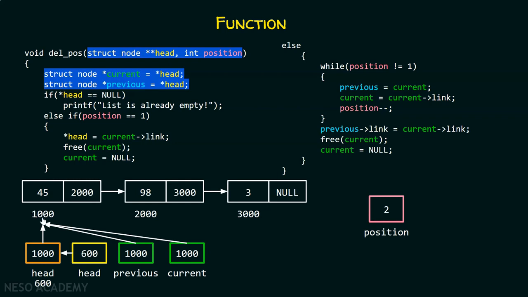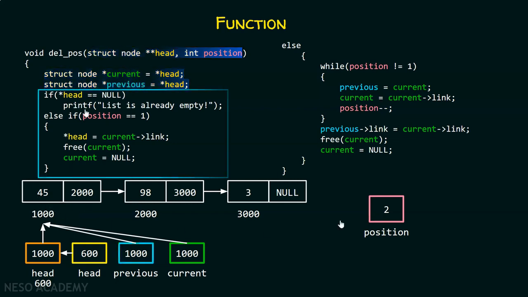Here you can see that this is the linked list which we have. This is the head pointer of the main function, and this is the head pointer of this particular function, that is the del post function. This pointer is pointing to this pointer. That is why it is called a double pointer. Here it stores this address 600 instead of this address 1000. Apart from this, we have a position variable which stores this value, that is 2. We have the current pointer and previous pointer which are pointing to this particular node, that is the first node of this linked list.